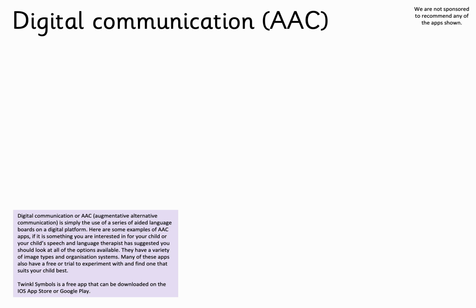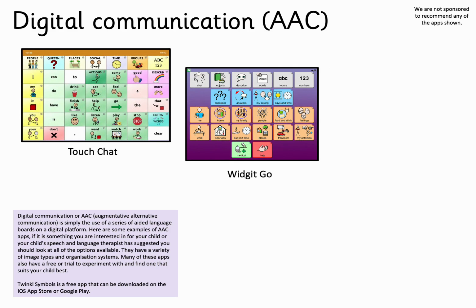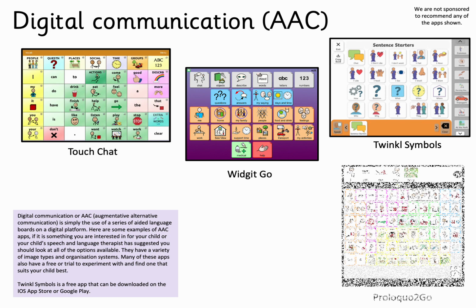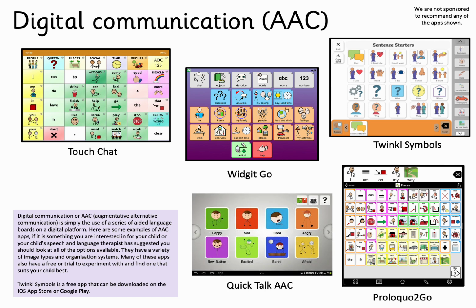Digital communication, or AAC, Augmentative Alternative Communication, is simply the use of a series of aided language boards on a digital platform. Here are some examples of AAC apps. If it's something you are interested in for your child, or your child's speech and language therapist has suggested, you should look at all of the options available. They have a variety of image types and organisation systems. Many of these apps also have a free trial period to experiment with, so you can find one that suits your child best. Twinkle Symbols is a free app that can be downloaded on the iOS App Store or Google Play Store.